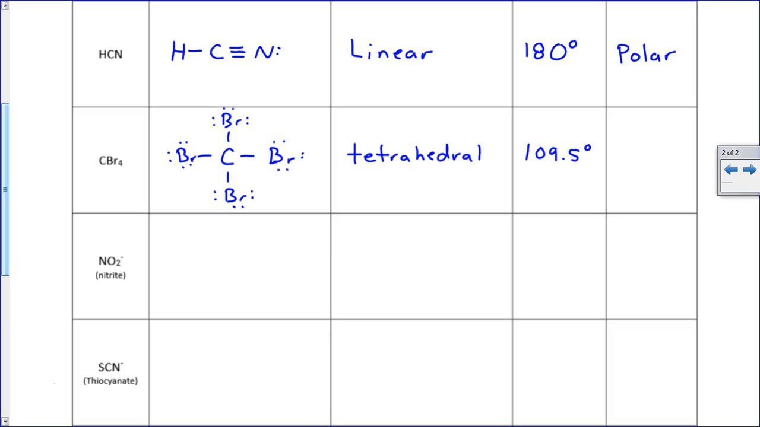Okay, so tetrahedral is one of those shapes where you need to decide if it's symmetrical or not. This one has bromines all the way around the outside of the carbon. That means it is symmetrical, all right, because it's all the same atom all the way around. So that makes this one nonpolar.